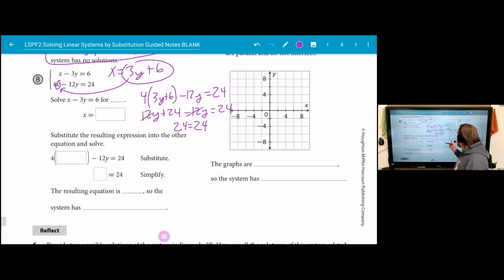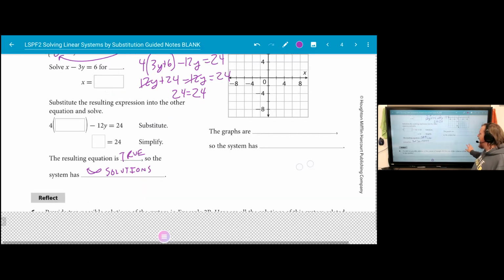Wait a second. These are the same lines. Huh. These are the same lines. 24 equals 24. So it's not like we're solving for something. We end up with a true equation. The resulting equation is true. So the system has an infinite number of solutions. Why? Because they're the same line. And if you graphed them or put them in Desmos, they'd be the same lines.